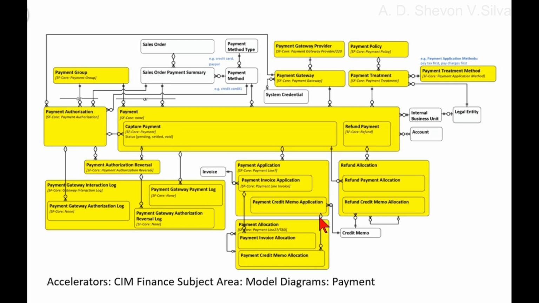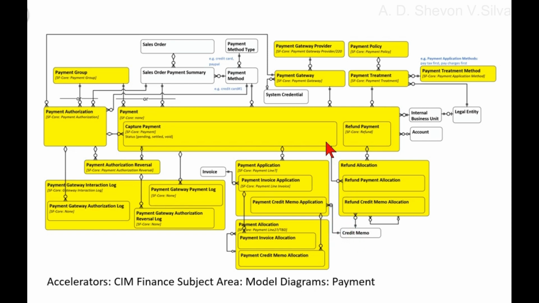Here the payment credit memo application has 0 or more payment credit memo allocations, and payment credit memo allocation contains payment credit memo application. And here the payment allocation has 0 or 1 payment allocation, and payment allocation has 0 or more payment allocations. And here the payment credit memo application has one and only one credit memo, and credit memo has 0 or more payment credit memo applications.